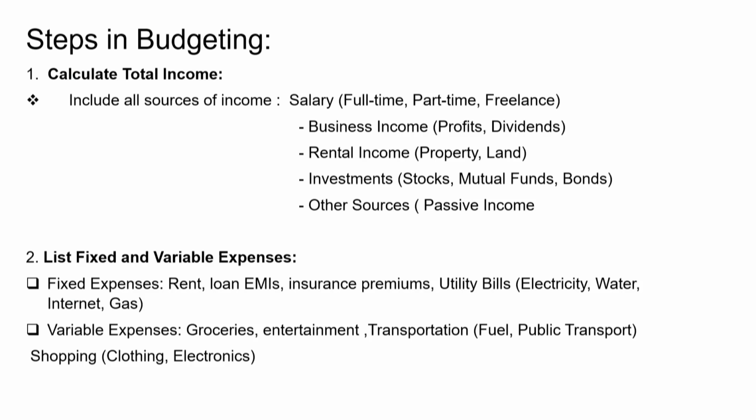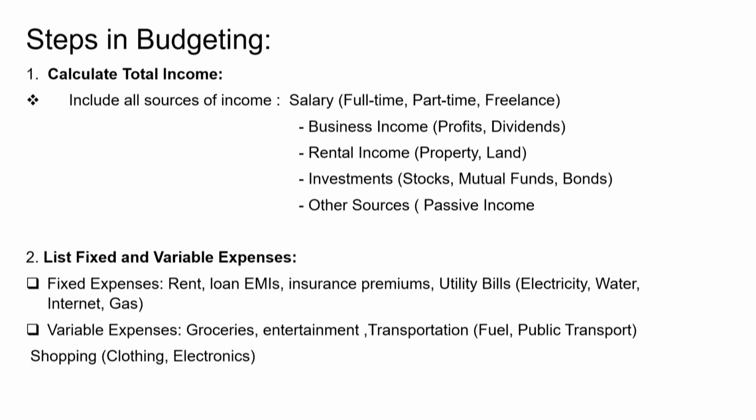After ascertaining the total income, one must understand what different kinds of expenses they have, and for that they need to list their fixed and variable expenses. Fixed expenses are those which need to be paid regularly at a point of time, whereas variable expenses may vary over a period of time. So fixed expenses may be rent, loan EMIs, insurance premium, utility bills, internet and gas expenditures that may need to be paid by an individual to survive in a particular period of time.